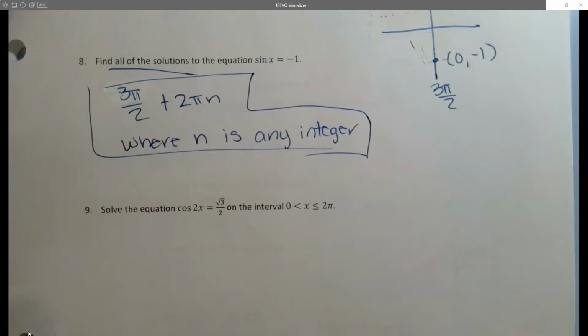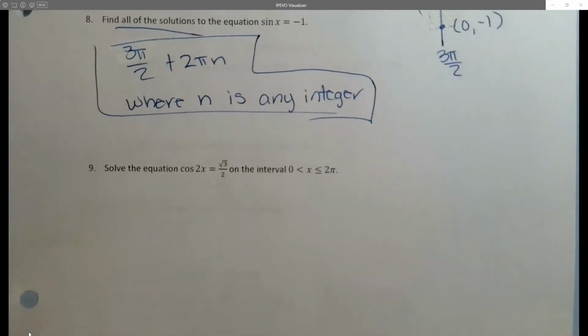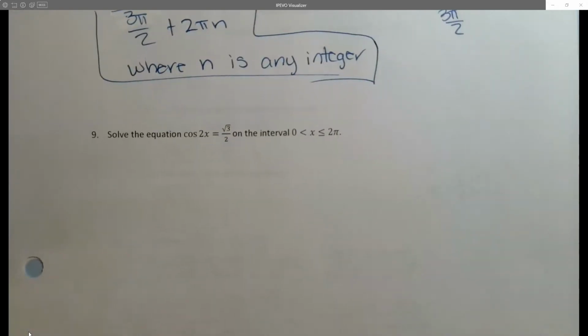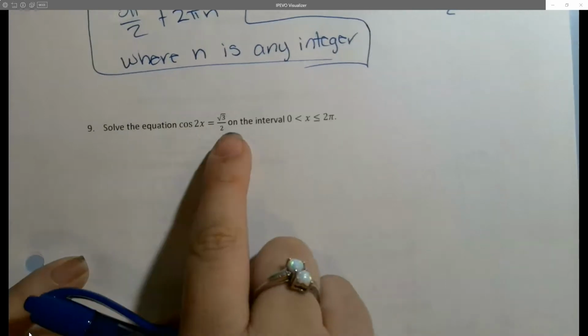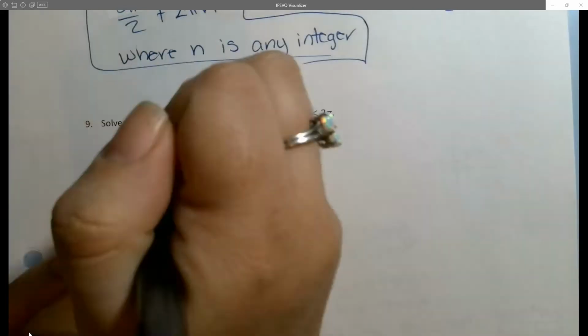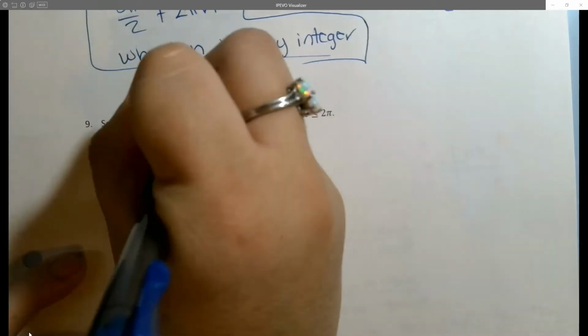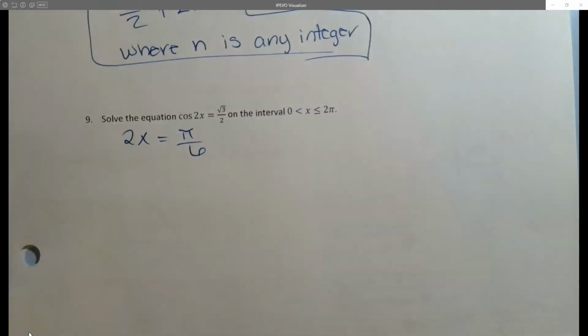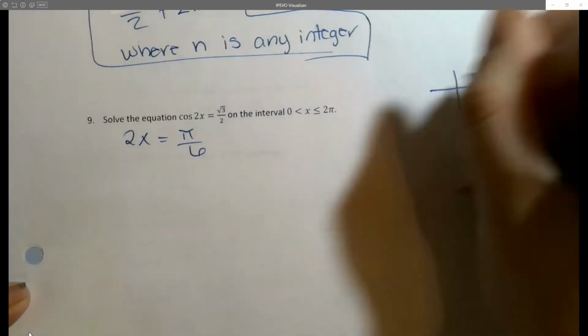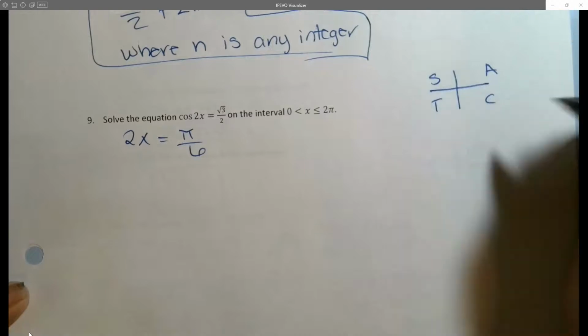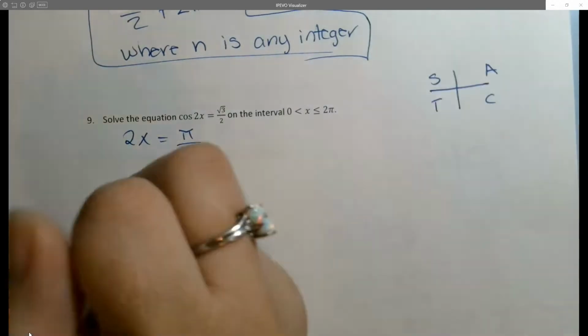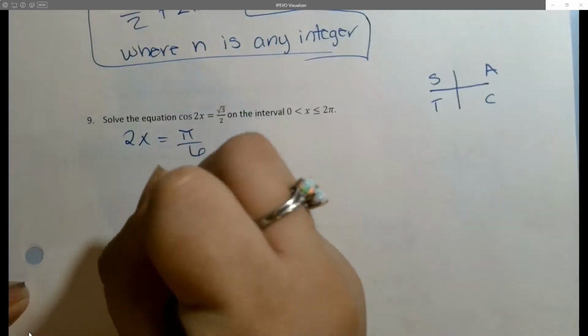Okay. Number 9 is a similar equation. It wants me to solve on the interval 0 to 2 pi. So this one has a very defined set. What I can do is figure out where cosine is square root of 3 over 2. This is at pi 6. So I have 2x equals pi 6, and that is where it's positive first, in the first quadrant. Remember, cosine is also positive in the fourth quadrant. So I'm going to want to solve it for 2x equals 11 pi 6.